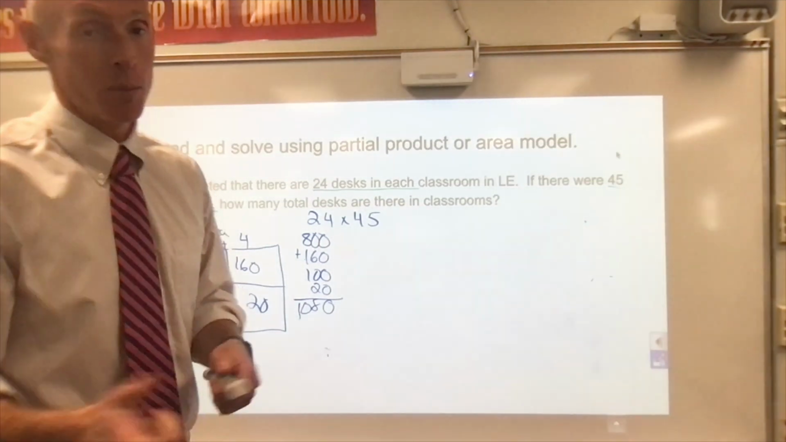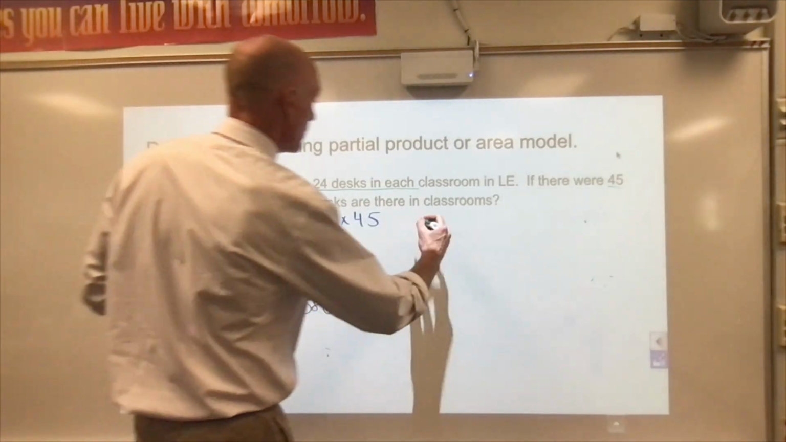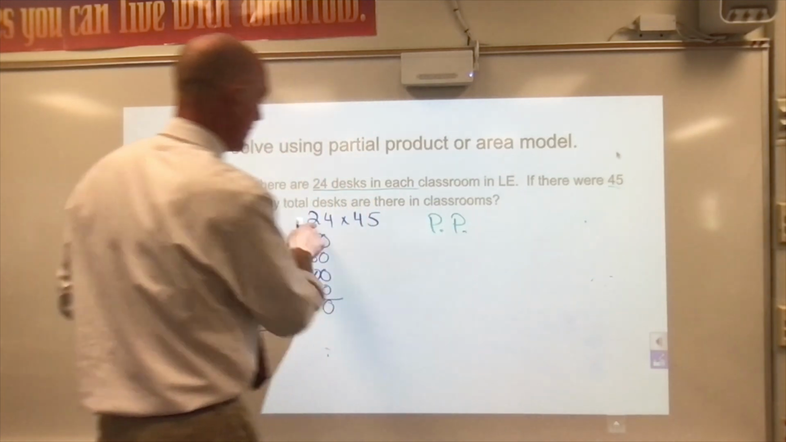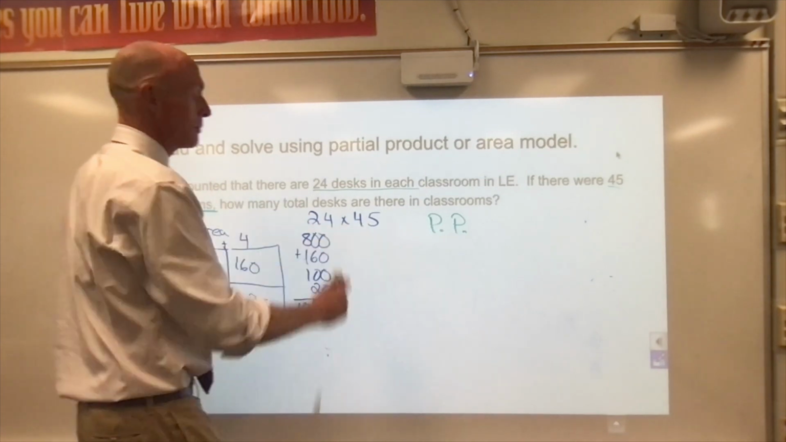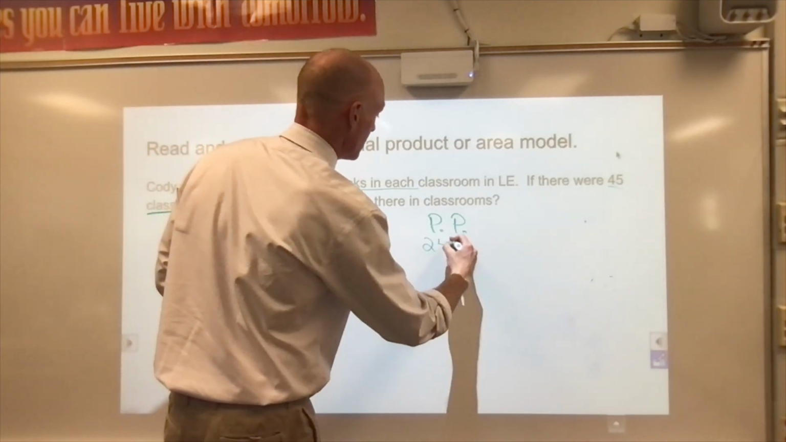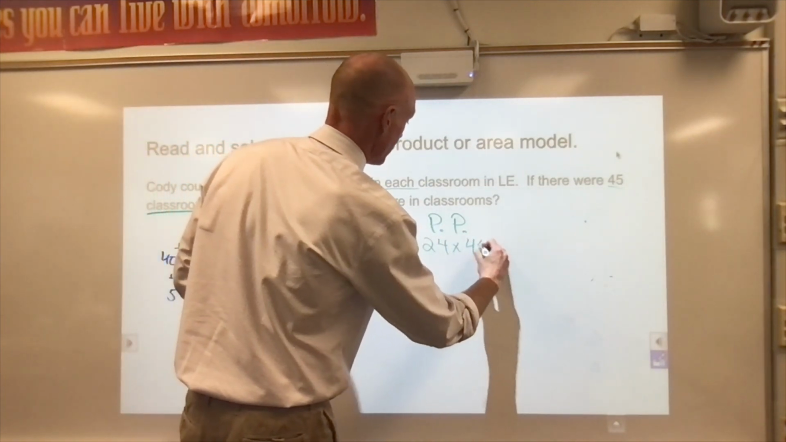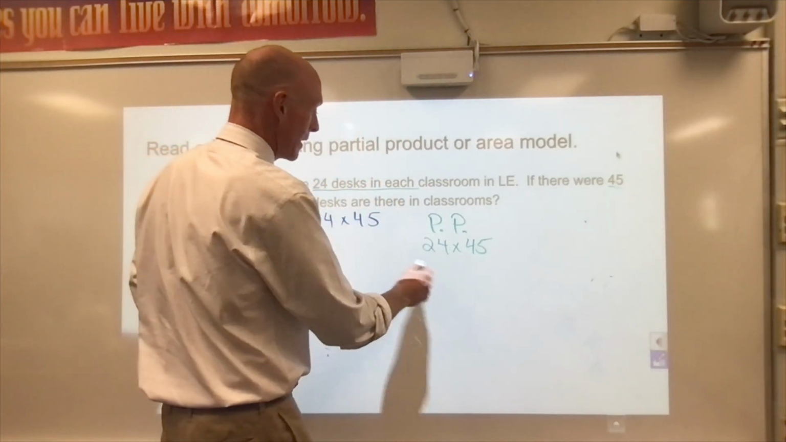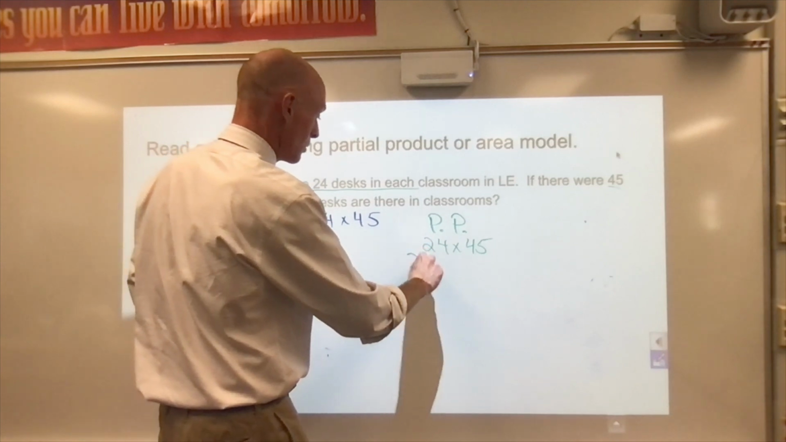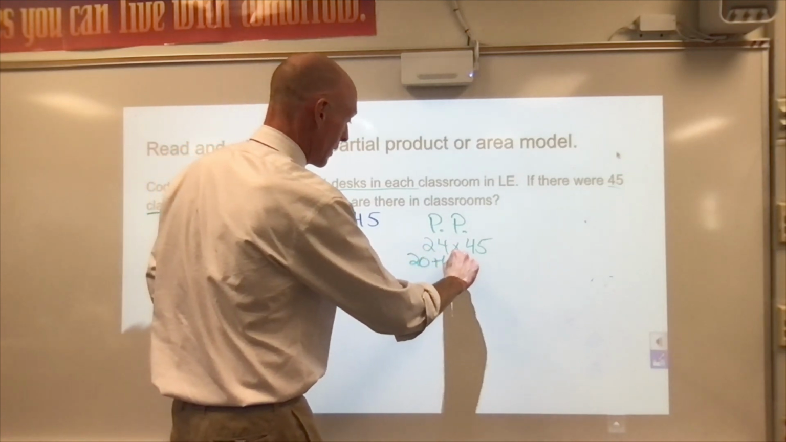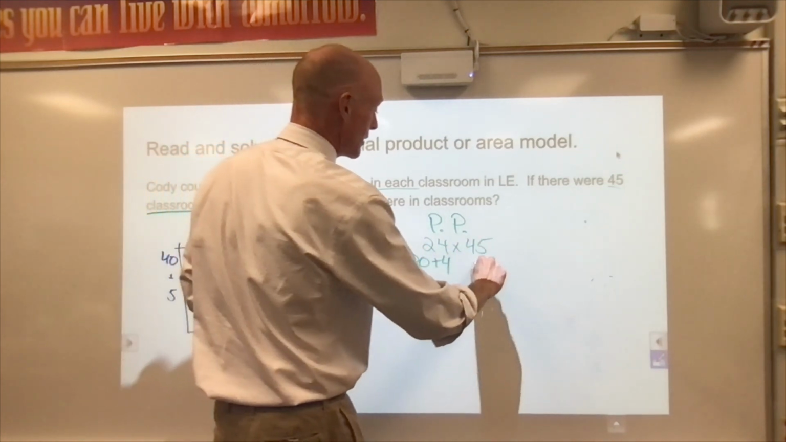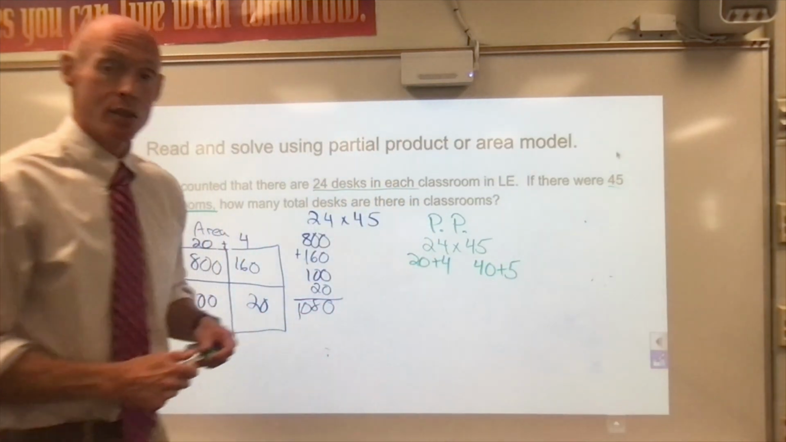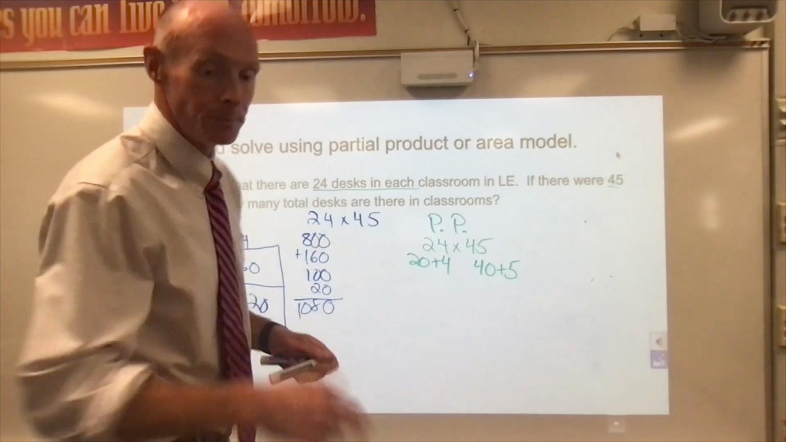Let's try the partial product method. So this we'll call the partial product. And same thing, it's just 24 times 45. Perfect. 24, we know breaks down to be 20 plus 4. And 45 breaks down to be 40 plus 5. Now we're just going to distribute. Let's do it.